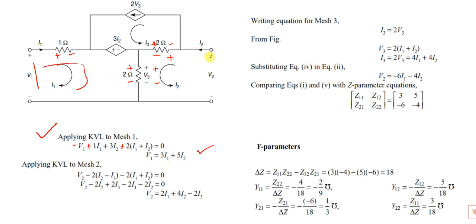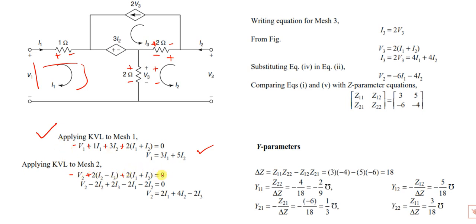Mesh 2 is this, minus 2 plus minus. I am applying anti-clockwise. Minus, then here plus 2 into (I2 minus I3), because I2 is going left side, I3 is going right side. Plus 2 into (I2 minus I3) plus 2 into (I2 plus I1), plus 2 into (I2 plus I1) is equal to 0.